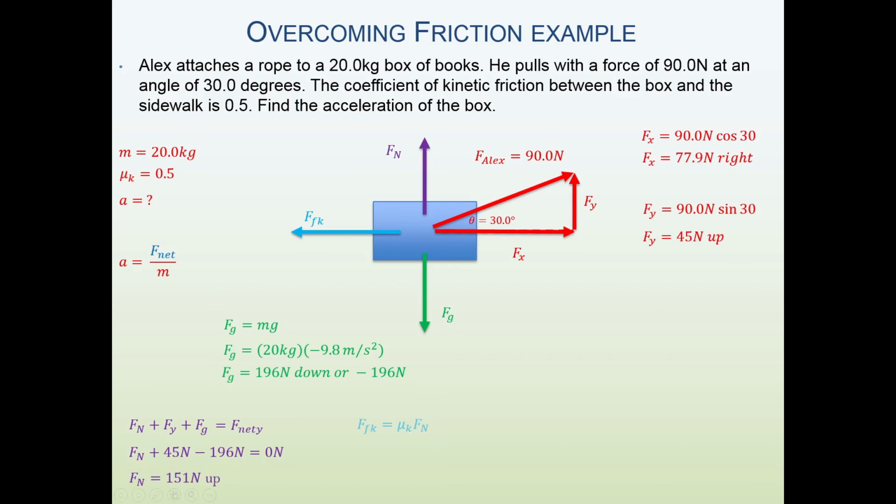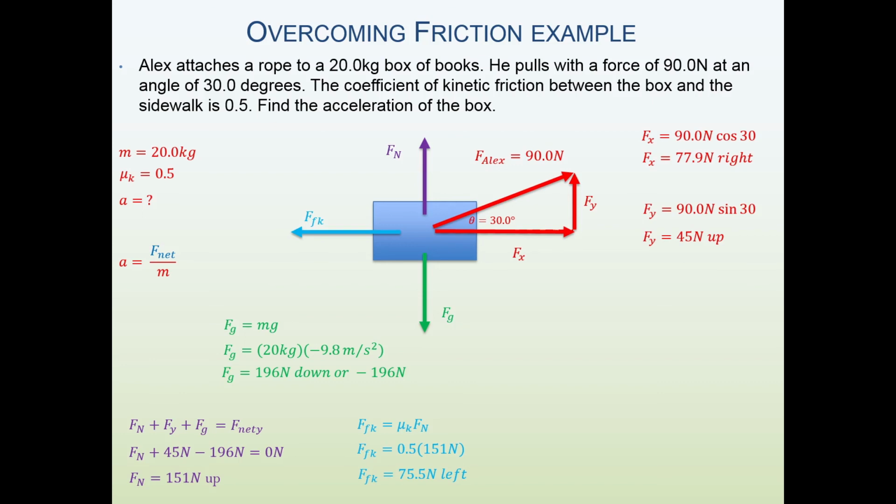Knowing the normal force, the kinetic friction force can be calculated by multiplying the coefficient of kinetic friction by normal force. And this gives us 75.5 newtons left. We're almost close to the end, since we identified all the forces. What is left now is to calculate the net force.